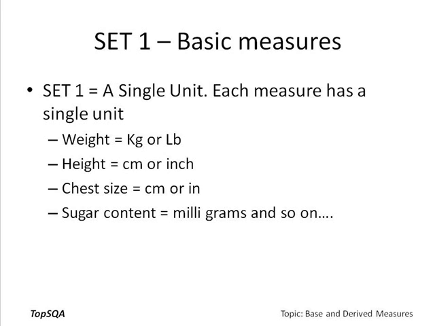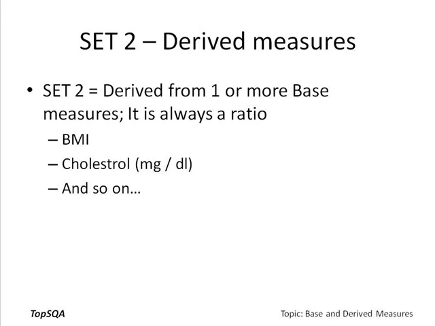So we can call set 1 as base measures, whereas set 2 are derived measures. In set 2 you would have noticed that all the numbers are ratios, derived from one or more base measures, and always expressed as a ratio. That is the biggest difference between set 1 and set 2. So you would have got this point that it is set 2 that helps you to get inferences, because it's always ratios that help you to get inferences.